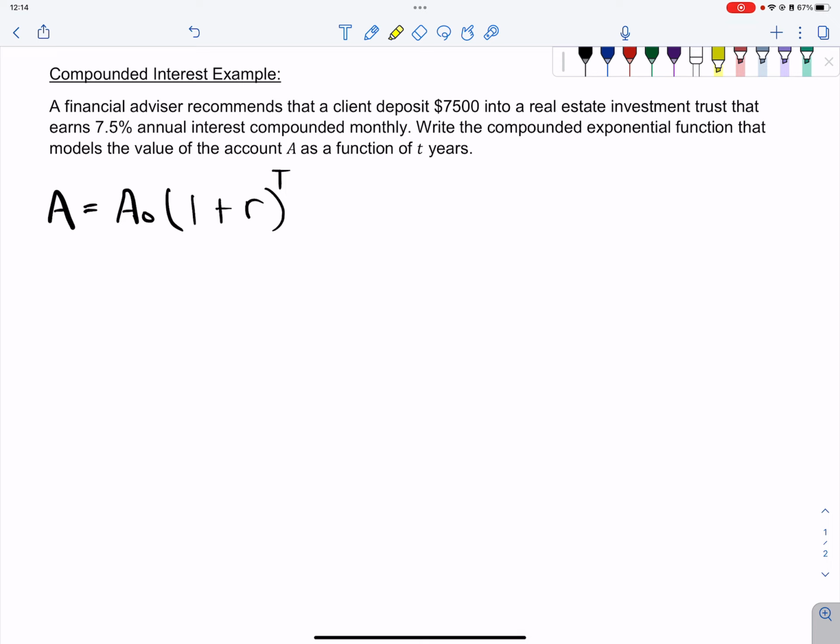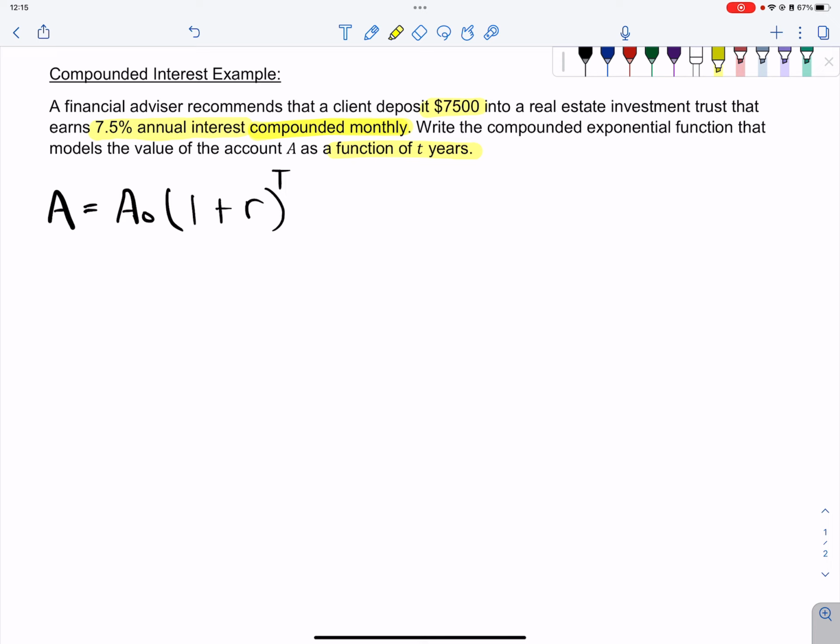We have a financial advisor who recommends that a client deposits $7,500 into a real estate investment trust that earns 7.5% annual interest compounded monthly. And now we want to write our compounded exponential function that's going to model the amount, the value of the account, as a function of t years.